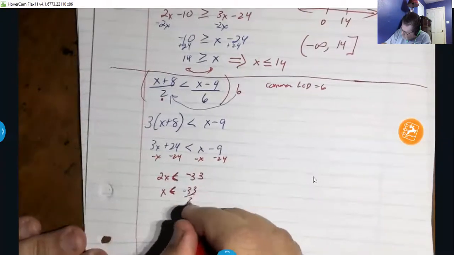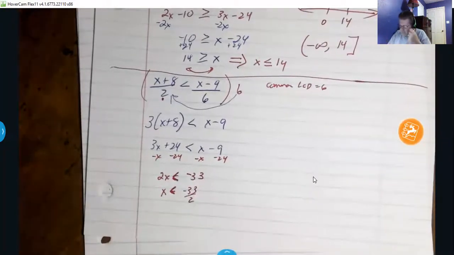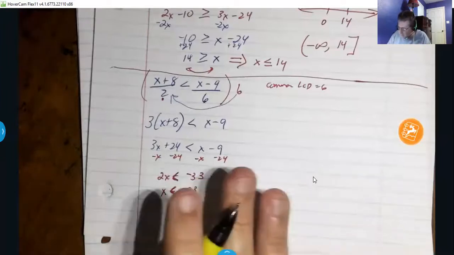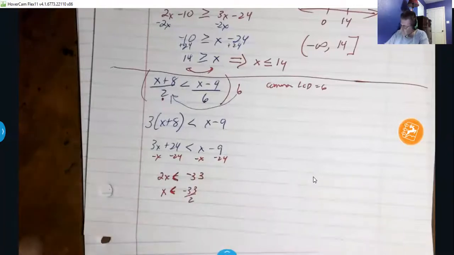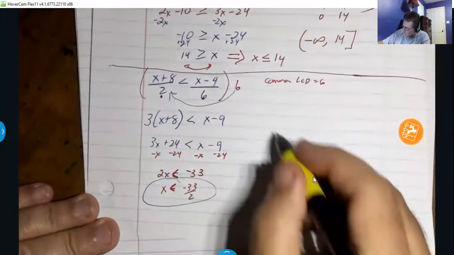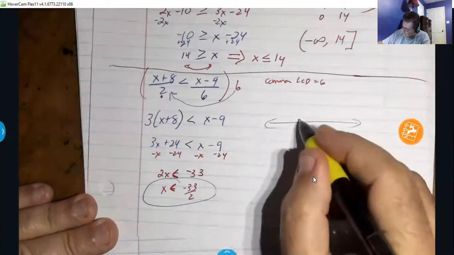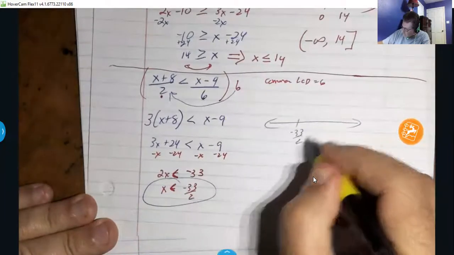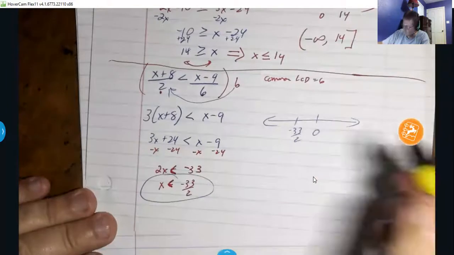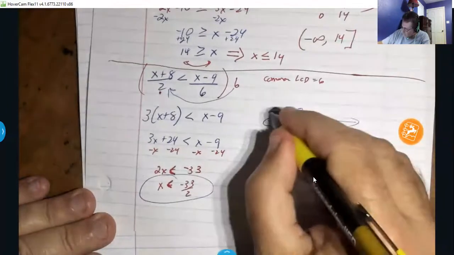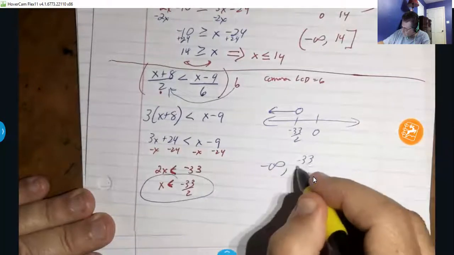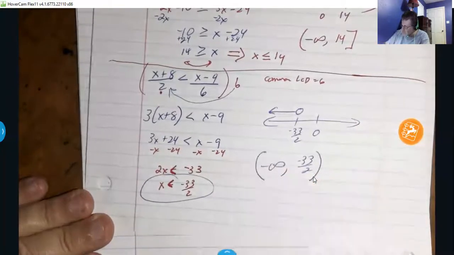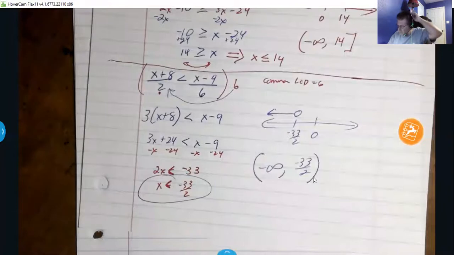Negative 33 over 2. Now, I never divided or multiplied by a negative at any point in time, so I don't have to flip the symbol. So if I wanted to graph that, I know negative 33 over 2 is over here. 0 would be on the right of that. That is an open circle going to the left. Negative infinity to negative 33 over 2, and everything's open. No line under it.